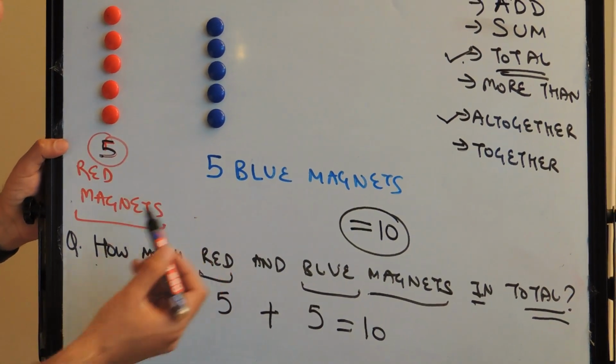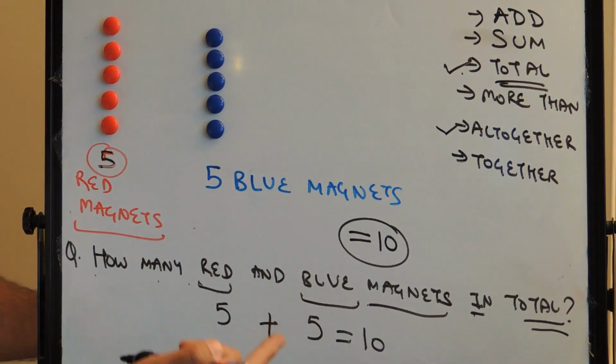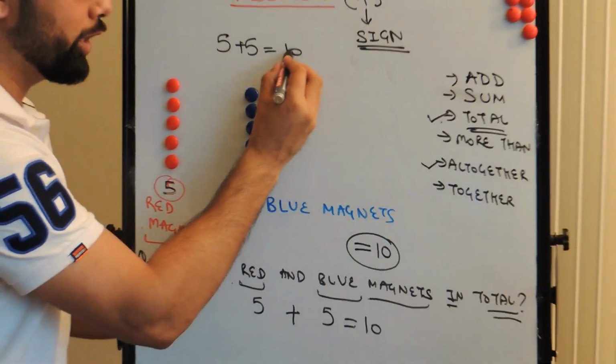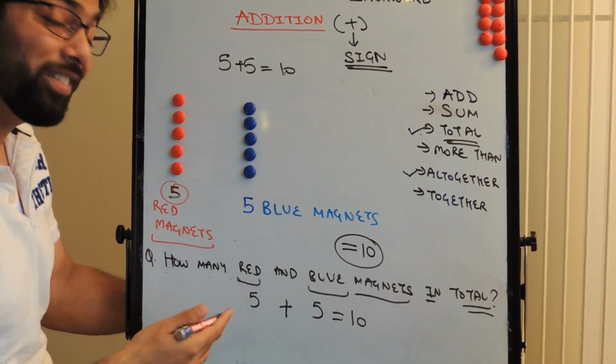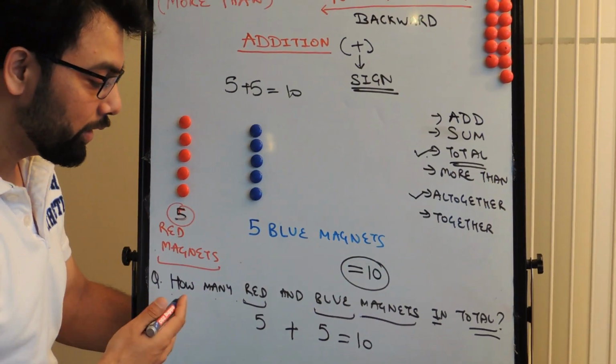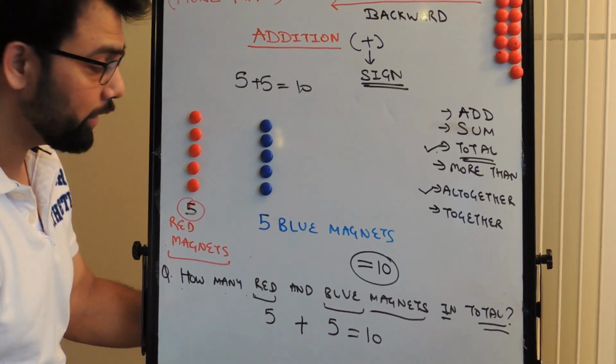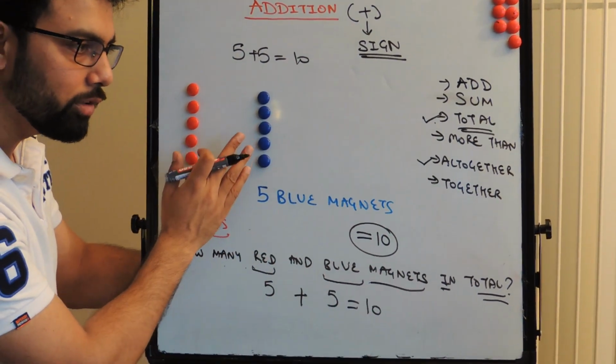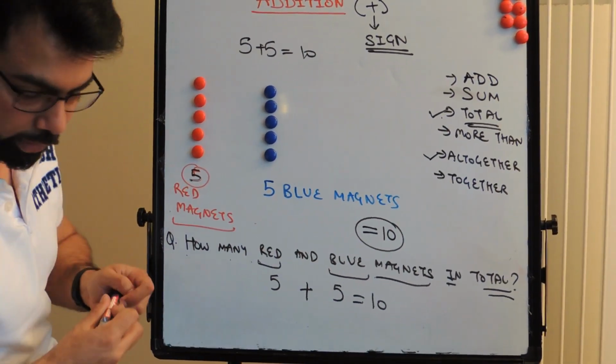Yes. So this was the same sum which we were doing in previous videos with 5 plus 5 equal to 10, right? So what are we doing now? We are solving the same sum but in a statement way, right? 5 red magnets, 5 blue magnets, in total we have 10 magnets, right? Okay, so let's do one thing now.